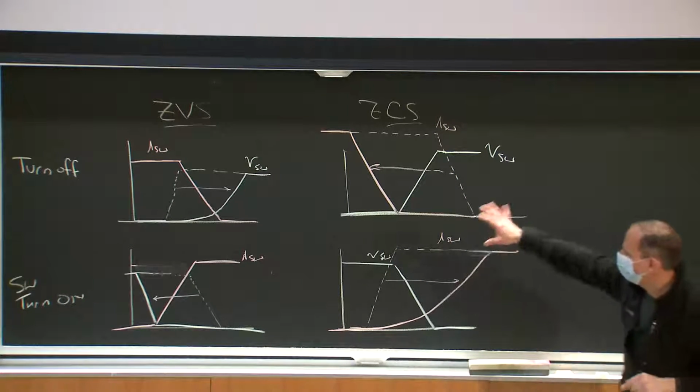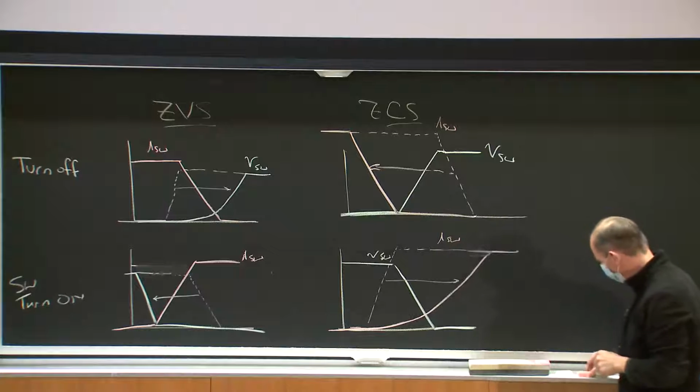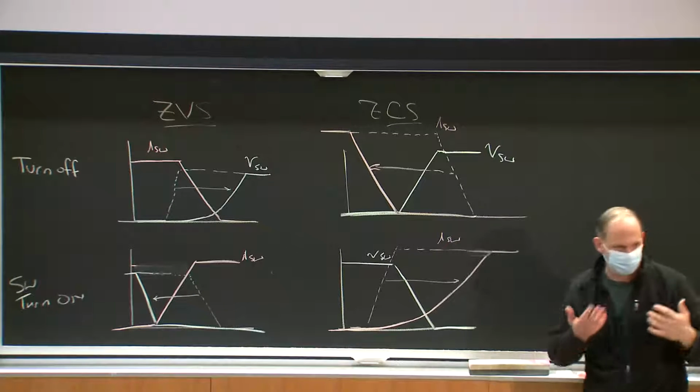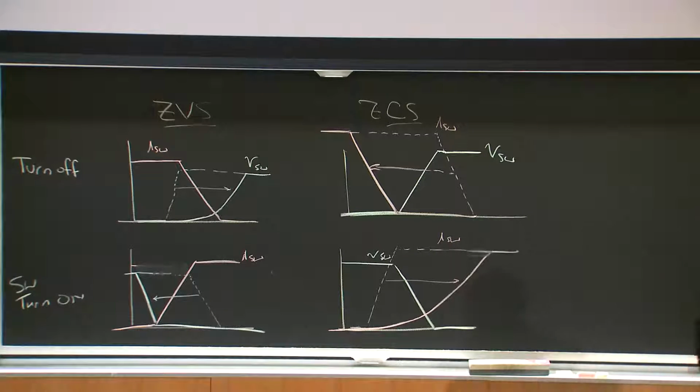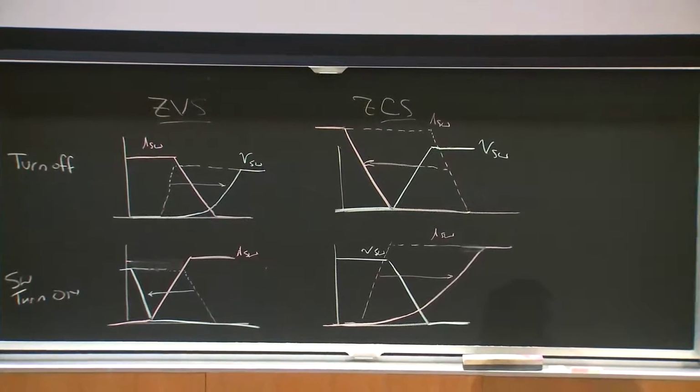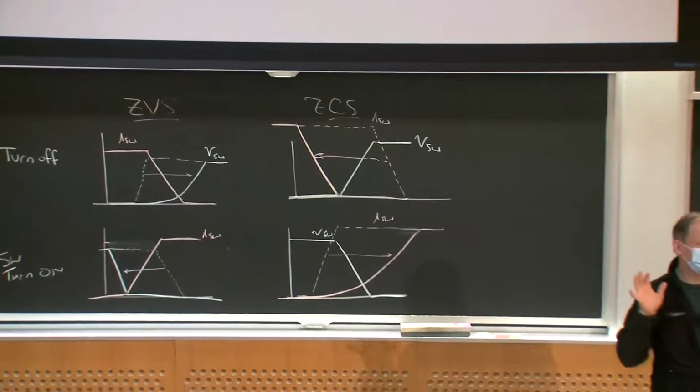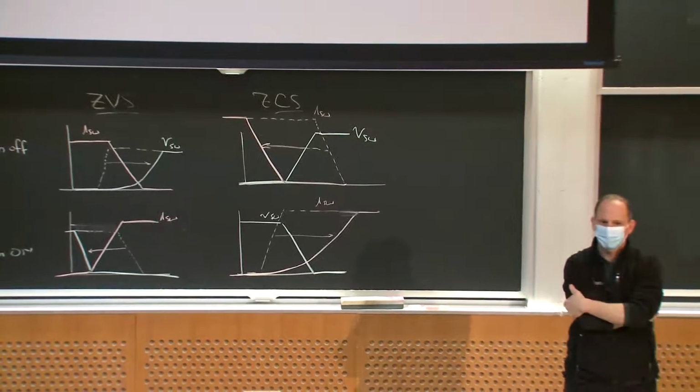So I can use any combination of these kinds of switching transitions in order to get soft switching. We saw a few examples in DC to DC converters where we did that last time. Let me pause there and ask if there are any questions about the general concept.